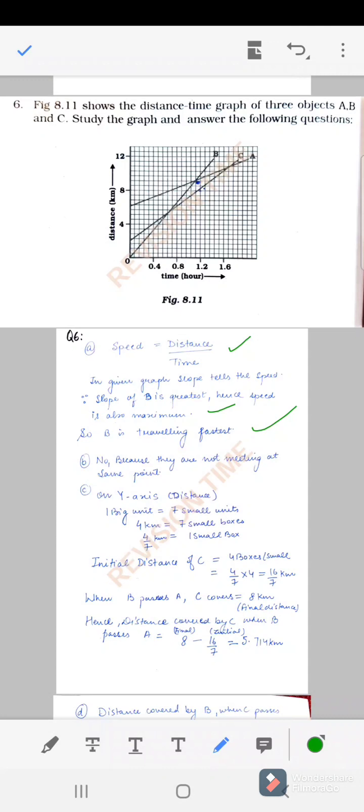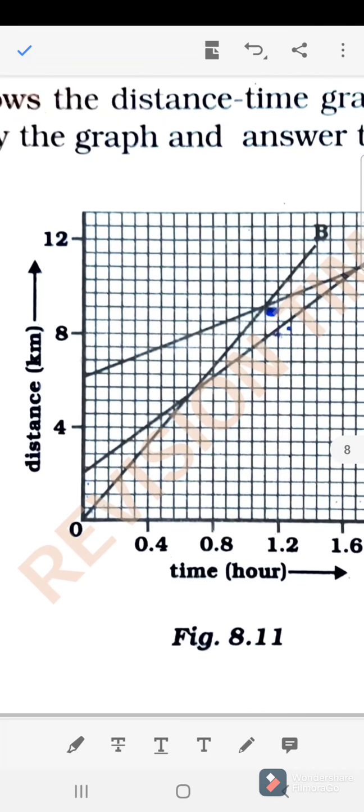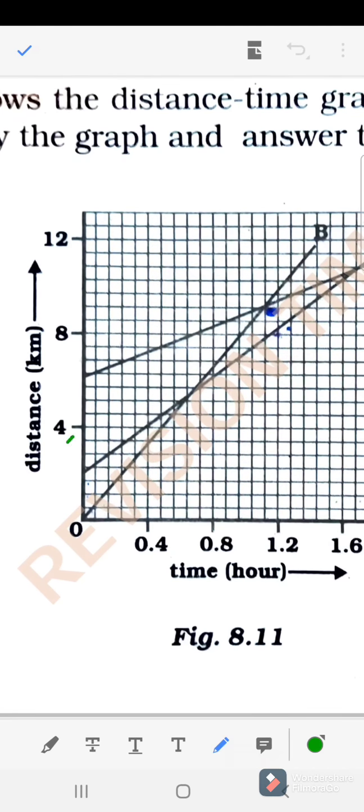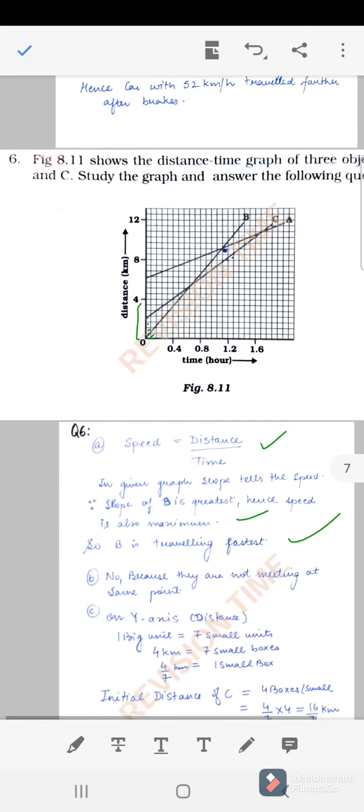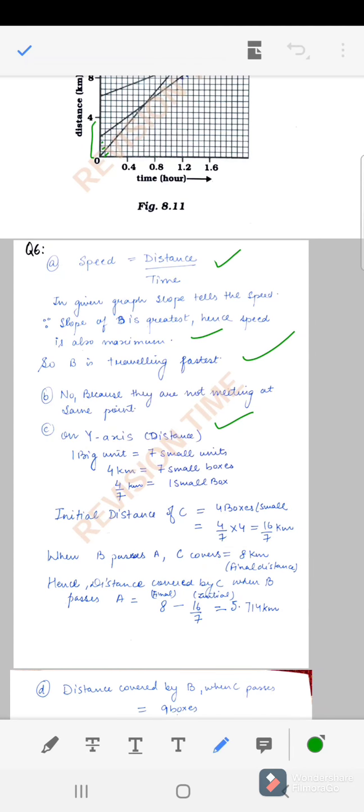So on the y-axis we are given the distance. Here one big unit is equal to 7 small units. This is the big unit and these boxes are the smaller units. So one big unit is 7 small units. That means 7 small boxes sum up to 4 kilometer and one small box is 4 by 7 kilometer.